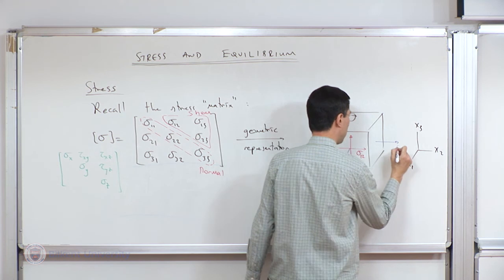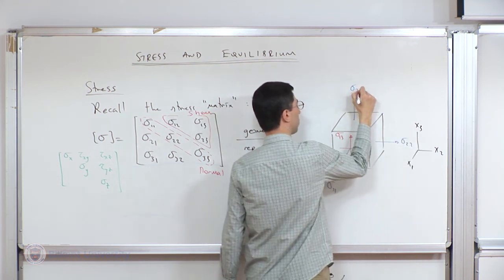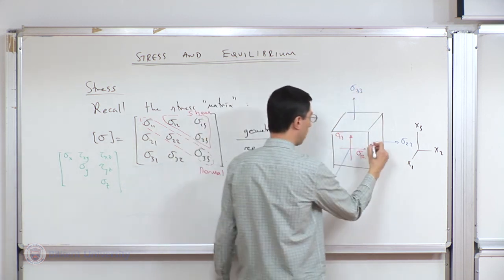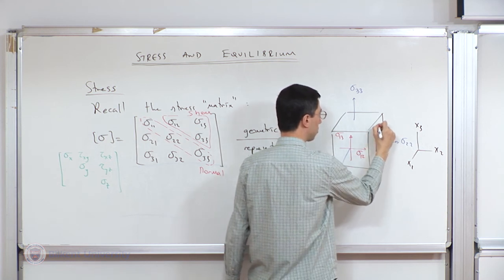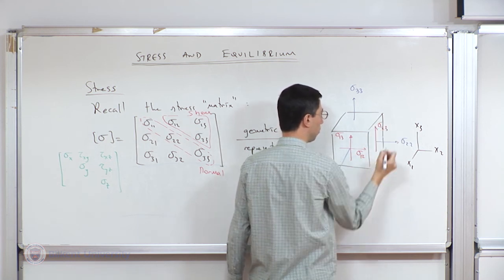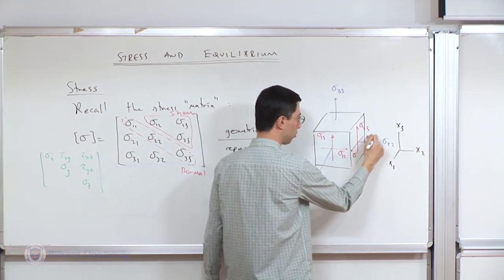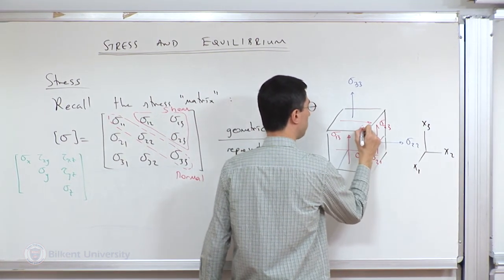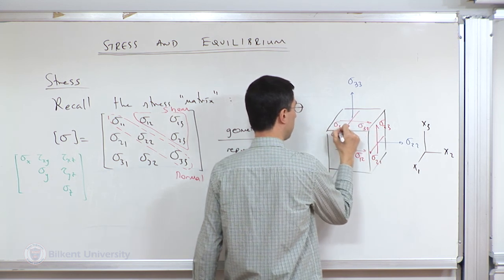So this is sigma 2,2. That's sigma 3,3. Right? Again, I'm on the plane with normal 2, and I have a shear stress, let's say sigma 2,3, or sigma on the plane with normal 2 in the direction 1, sigma 2,1. And similarly, this is going to be sigma 3,2, and that's going to be sigma 3,1.